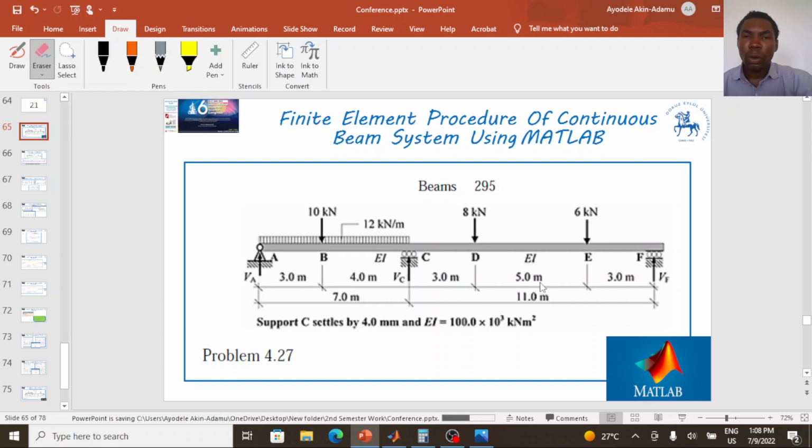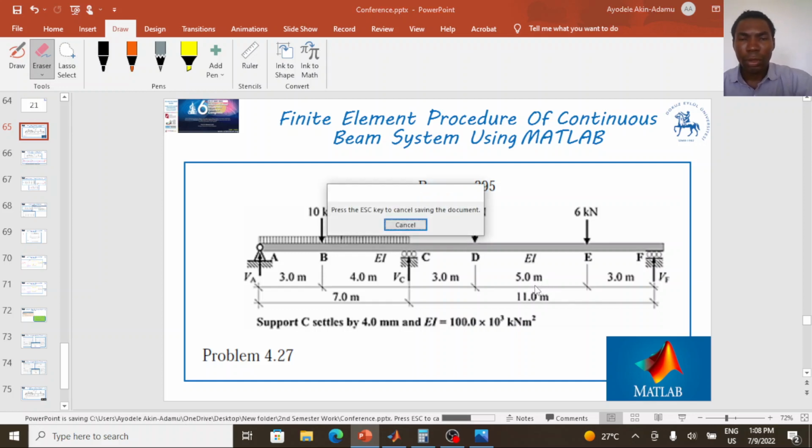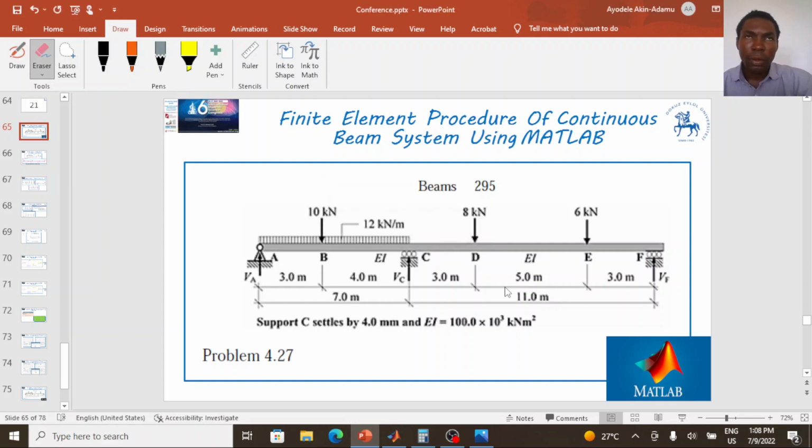I welcome you all to another video tutorial session on finite element procedure for solving structural engineering problems. In this video, we are going to use the finite element procedure to solve a continuous beam system using the MATLAB program by applying the finite element procedure. The problem is shown on the screen.